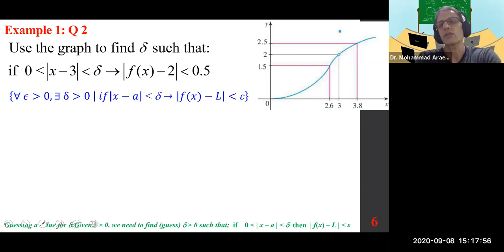So this distance, we are looking at this distance, class. This distance is considered the distance from what? Distance from a. In this case, a, everybody, a is number 3. So the distance from a to the right and to the left, those are called delta. Now, what is the limit? The limit is 2, so within what? 0.5. Notice this up to there. In other words, this is 0.5, this is 0.5.